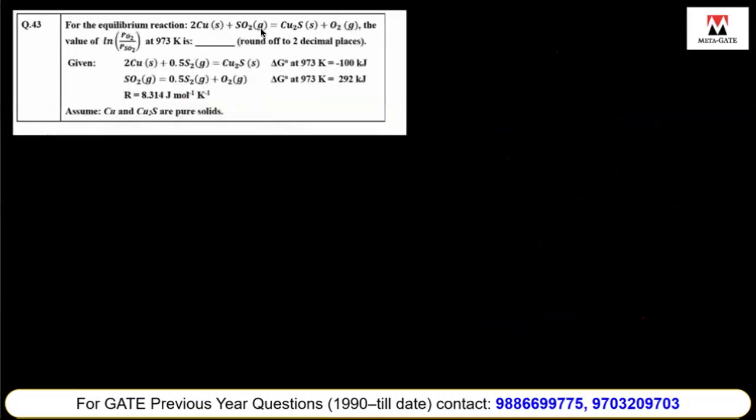2 Cu solid plus SO2 gas gives rise to Cu2S plus O2. The value of ln PO2 by PSO2 at 973 Kelvin is dash. 2 Cu plus 0.5 S2 is equal to Cu2S. Delta G naught at 973 Kelvin is minus 100 kilojoules.